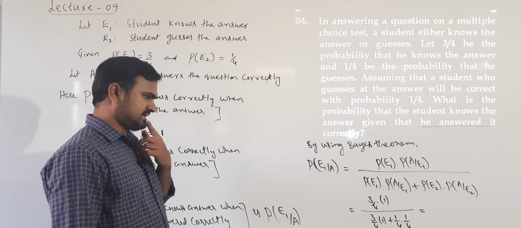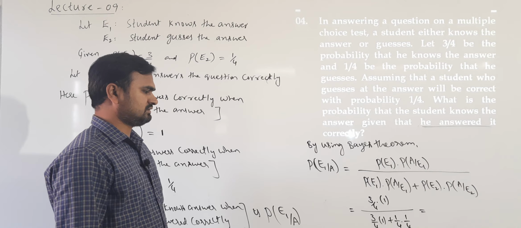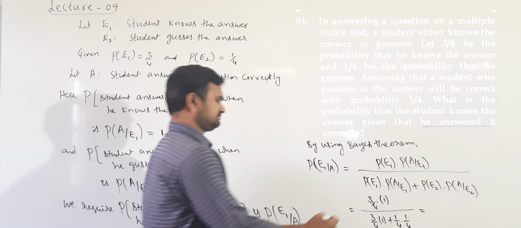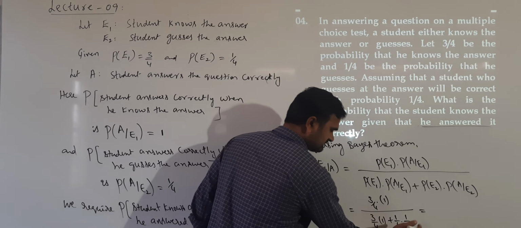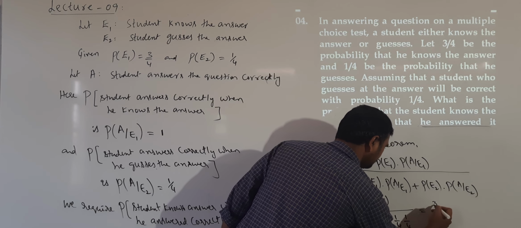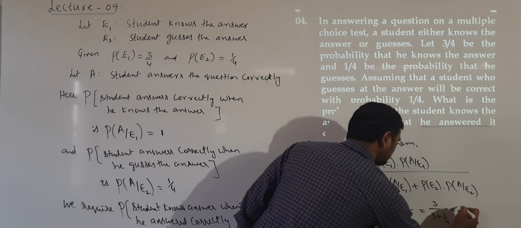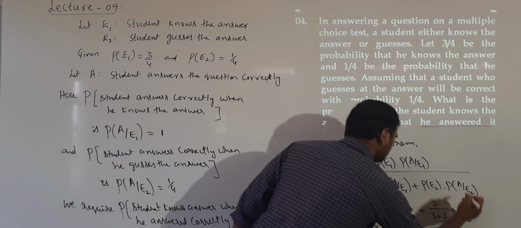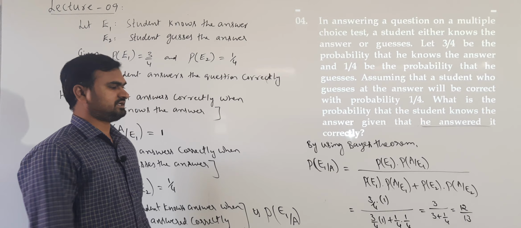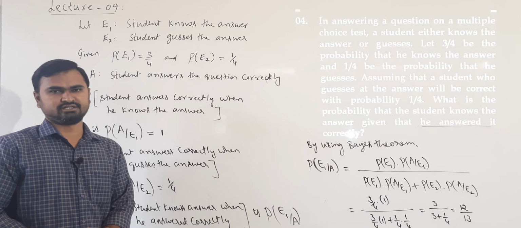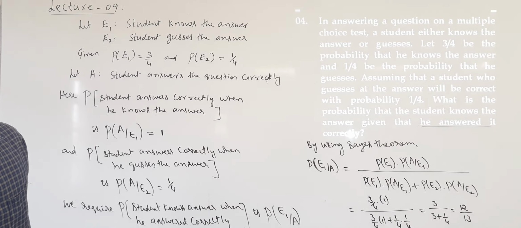So the 4 we can cancel. 3/4 divided by 3/4 plus 1/16, and cancelling the common factor, remaining is 12 over 13. The required answer is 12/13. Understanding?